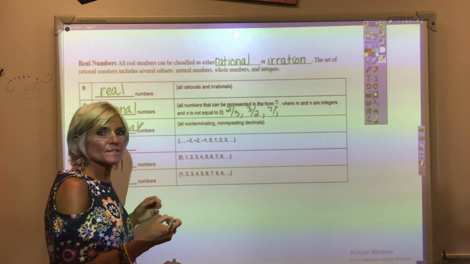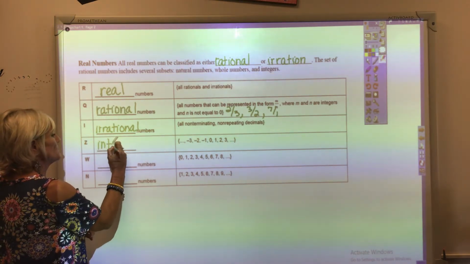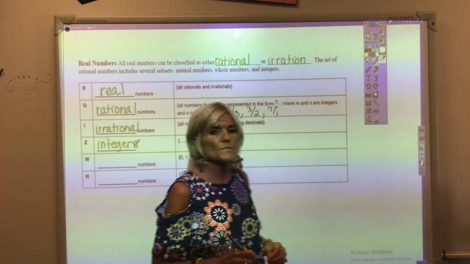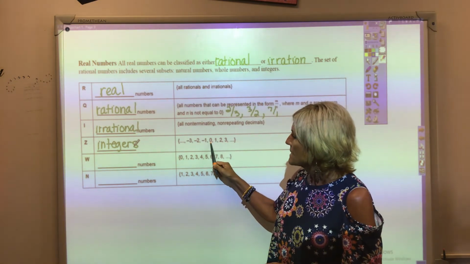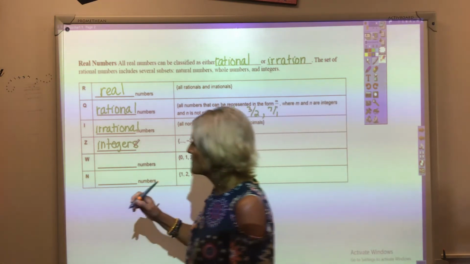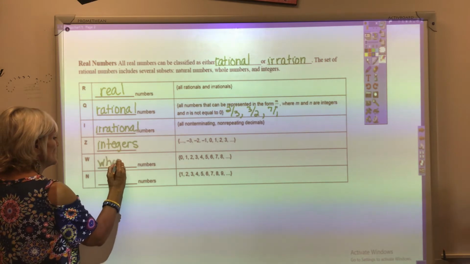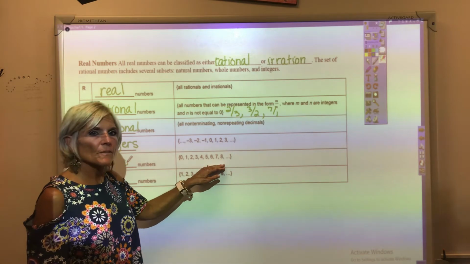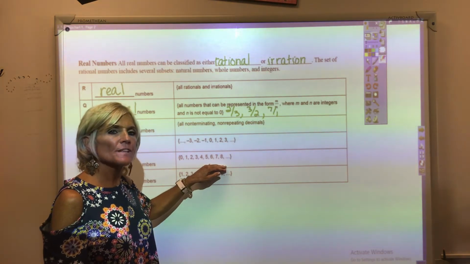We're going to let the letter Z stand for integers. Integers are just numbers that you see on the number line. They are the positives, 0, and the opposites. Whole numbers, represented by W, are the numbers on the right side of the number line, and they include the number 0.